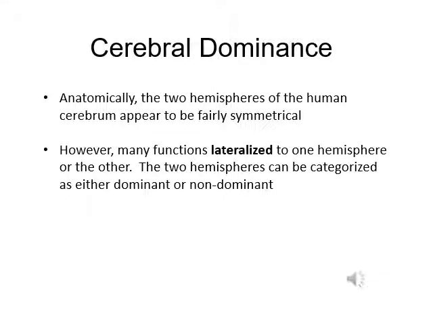Cerebral dominance is about the lateralization of brain function. If you look at the two hemispheres, they seem symmetrical, but many functions can be localized in one hemisphere. For example, for most people, the cortex for language is usually located in the left hemisphere. So the two hemispheres can be categorized as either dominant or non-dominant.